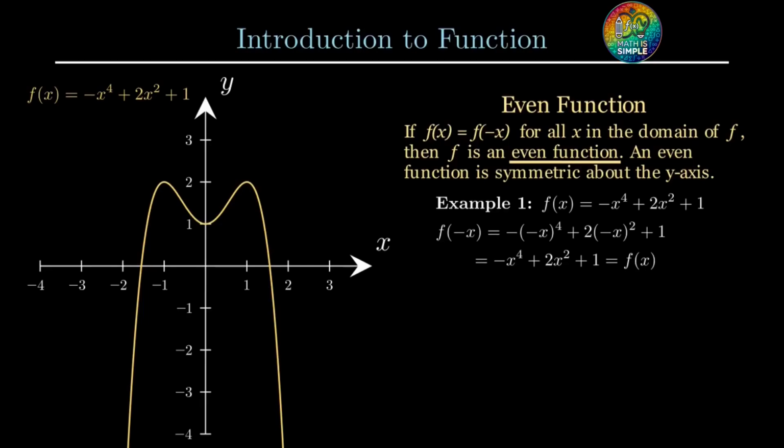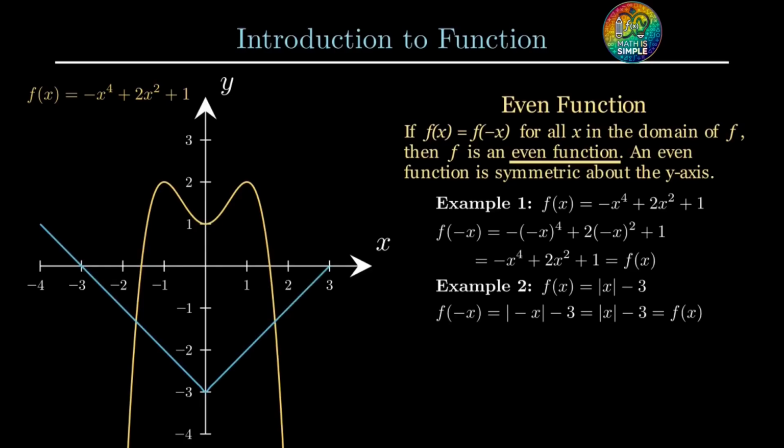Next, we will explore example 2. f of x equals the absolute value of x minus 3. Because the absolute value of negative numbers is always positive, the absolute value of negative x simplifies directly to the absolute value of x, making it an even function. Visually, look at the blue V-shaped line on our graph. It hits its lowest point on the y-axis at negative 3 and splits evenly outwards in both directions.